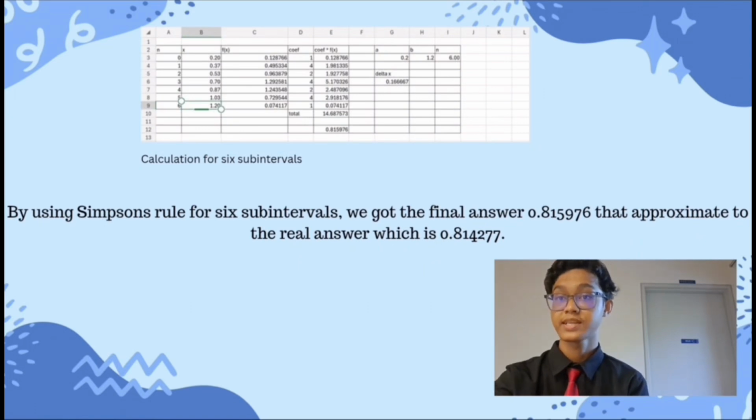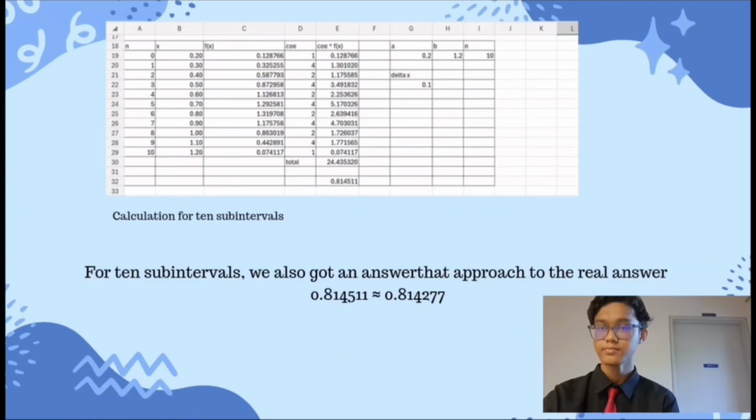By using Simpson's rule for 6 subintervals, we got the final answer of 0.815976, which approximates the real answer, which is 0.814277. That's quite near. Proceed to the next calculation, which is for 10 subintervals.